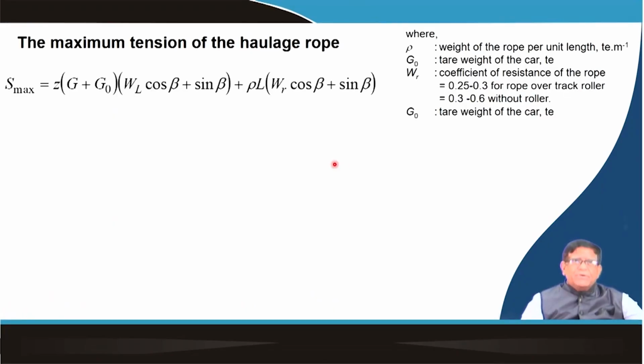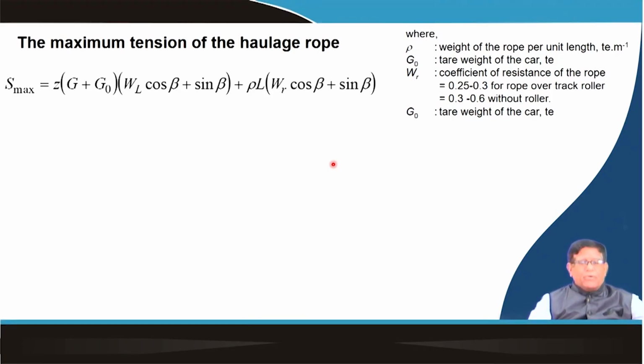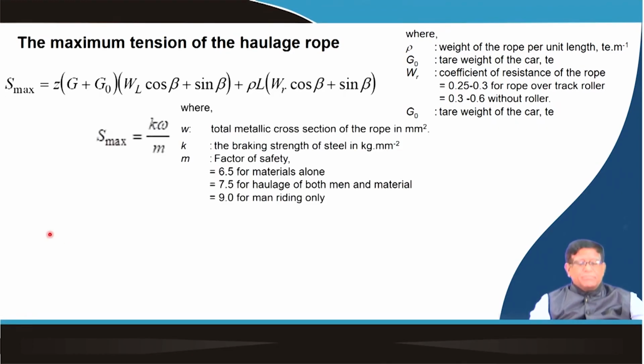So, this gives you an idea that you can now calculate the maximum tension on the haulage rope. That will depend on the number of cars, their total weight, the total length, and how much load is coming due to the inclination, that is, the gradient force. When you take all these considerations, you can find out the maximum tension. And once you know the maximum tension, the breaking strength, and the factor of safety, from there also you can calculate it out.